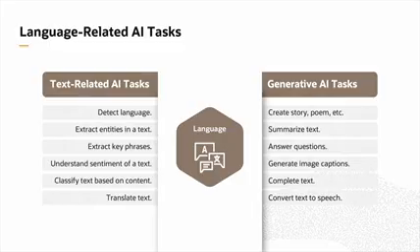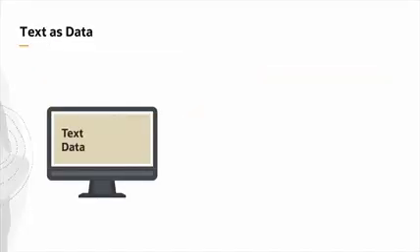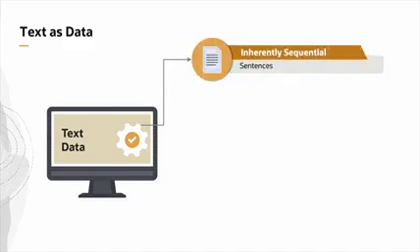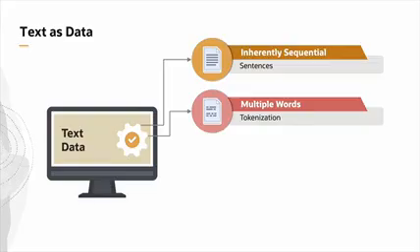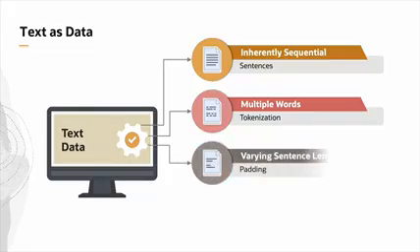Let's look at how text as data works. Text is inherently sequential, and text consists of sentences. Sentences can have multiple words, and those words need to be converted to numbers for it to be used to train language models. This is called tokenization. Now, the length of sentences can vary, and all the sentences' lengths need to be made equal. This is done through padding.